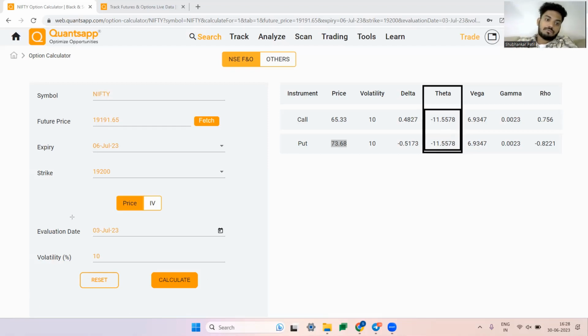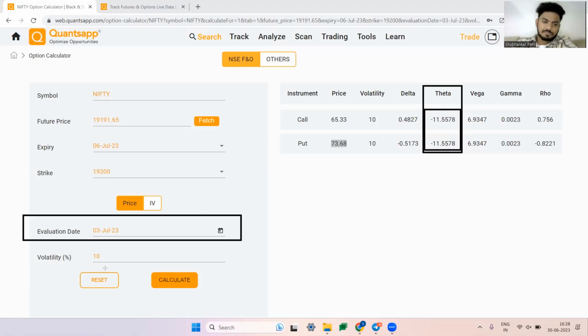If you hold this option till, let's say, 4th of July, this will be down by 11.55 rupees and this will also be down by 11.55 rupees. So this should typically quote around 53, 54, and the put should quote somewhere around 61, 62 if I hold this for one more day from here.